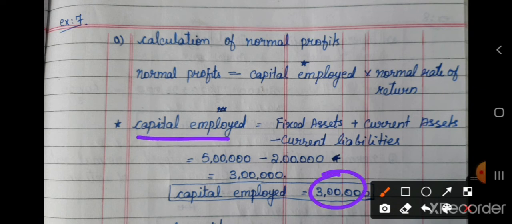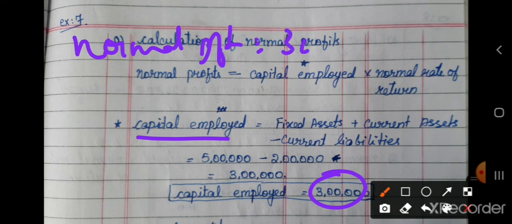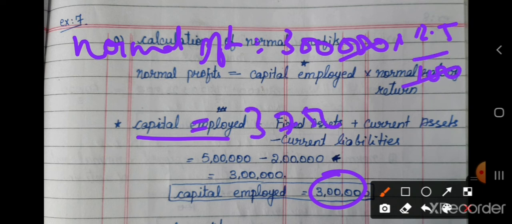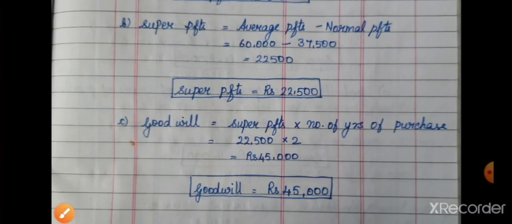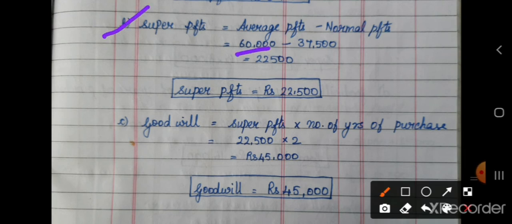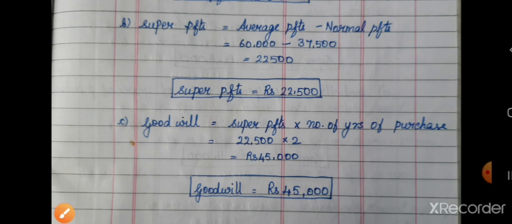And then after that you have to calculate the normal profit. Normal profit is equal to 3 lakh into 12.5 by 100. You get 37,500. Then super profit is equal to average profit minus normal profit. Average profit is given in the problem and normal profit you have already calculated. You get the super profit. Now goodwill will be super profit into number of years of purchase. So 22,500 into 2, you get 45,000.